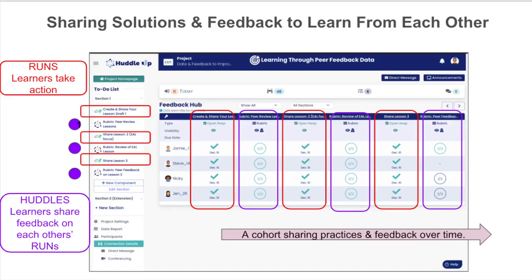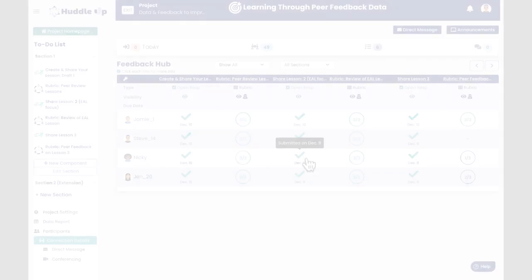In Huddle Up, these opportunities to share actions are called runs, and they're outlined here in red. In this simple example, each run is followed by a huddle, outlined in purple. In a huddle, users can give feedback to each other.